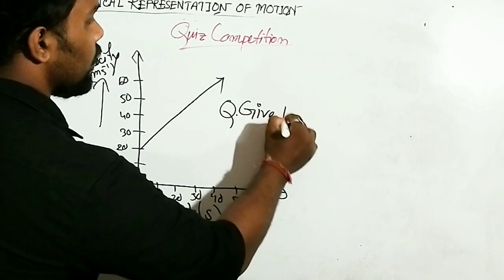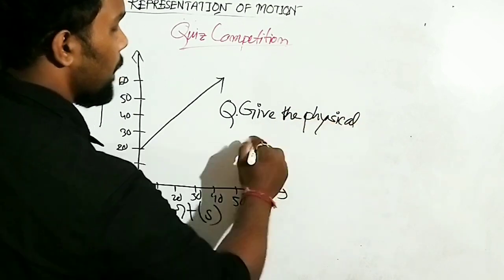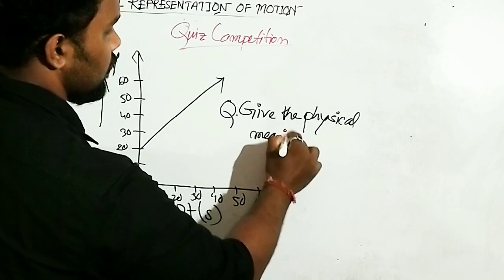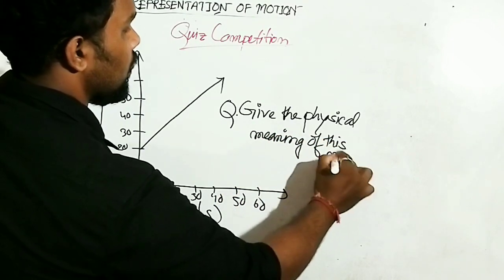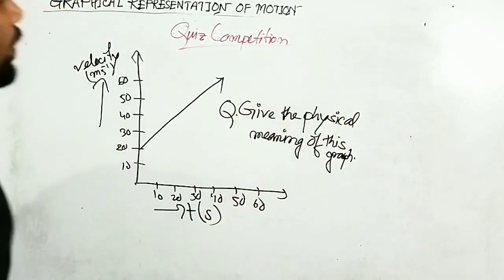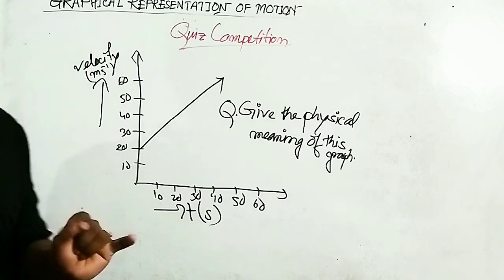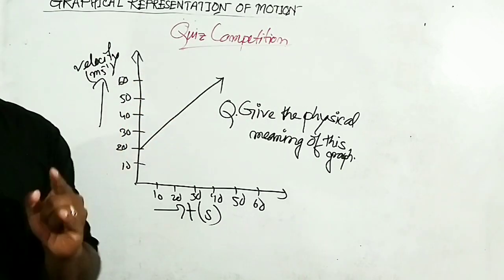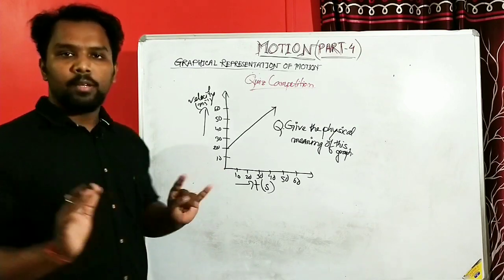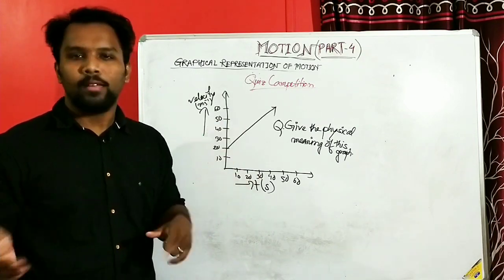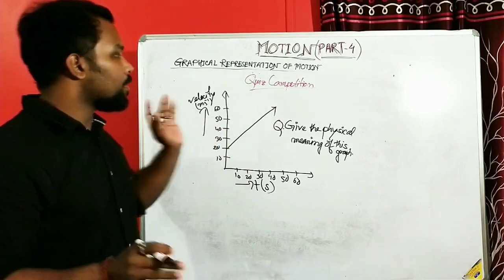Now, my question is, give the physical meaning of this graph. Physical meaning means what this graph is actually showing, what this graph actually represents. I need this answer. Properly give me the correct answer. In a small one to two lines you can write. You don't need to give me any kind of definition, just what you have understood from this graph.